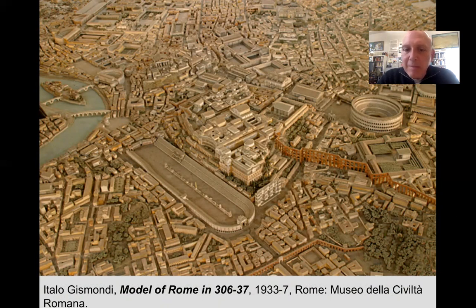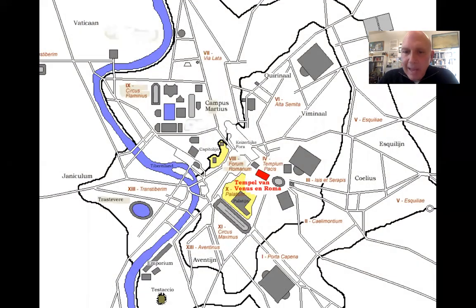Here we see that famous model, Italo Gismondi's model of the city of Rome in the 4th century. But I want to show you that there are other very important structures here that are identified with this emperor. Some of them are located in the Roman Forum and elsewhere throughout the city. For example, there is a very, very large temple that was built by the emperor just north and west of the Colosseum that you see here, the Flavian Amphitheater.